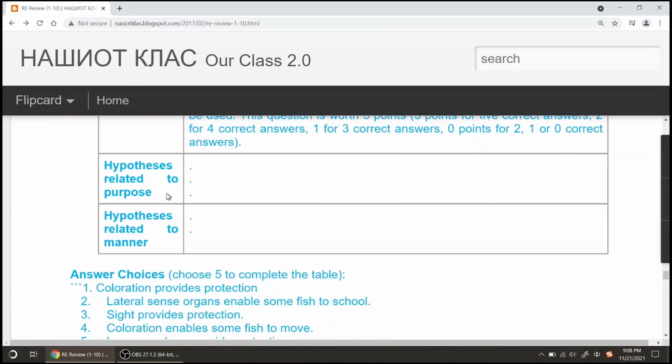One strong feature of fill-in-the-table questions is that the answers of the same table are usually in the same paragraph, or their positions in the reading are very close to each other. Plus, the paragraphs of answers cover 2 or 3 main ideas. Like this one, it has 2 main ideas. One is hypothesis about purpose. The other one is hypothesis about manner. I usually start from the table with fewer answer choices because it's easy to figure out all answers. So we start with the table with hypothesis related to manner.